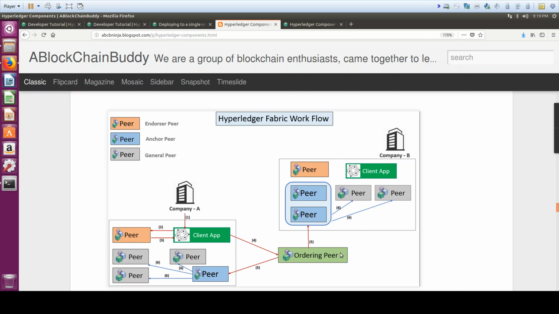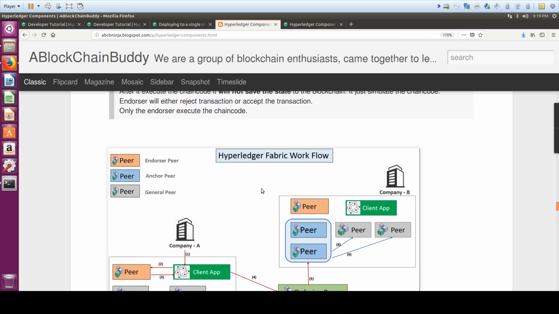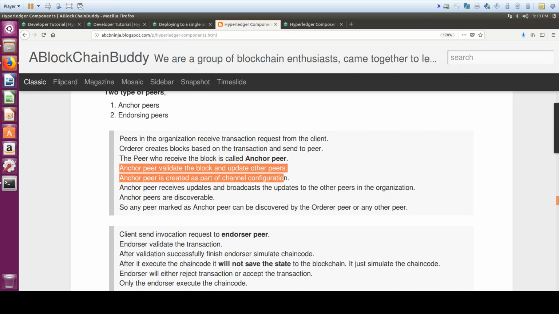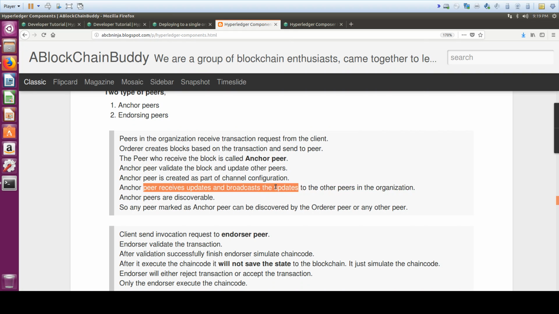That's the thing about this Hyperledger. Based on the requirement, we can have different combinations. See, here we have three peers. Here we have two. Here are two anchor peers, one anchor peer. So different combinations are possible. So back to our topic. The orderer creates a block and updates it to the anchor peer, and the anchor peer updates the other peers. So that's the anchor peer. Anchor peers receive the updated broadcast and update the other peers in the organization.